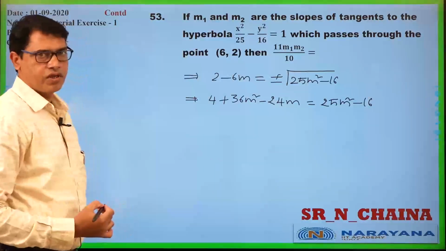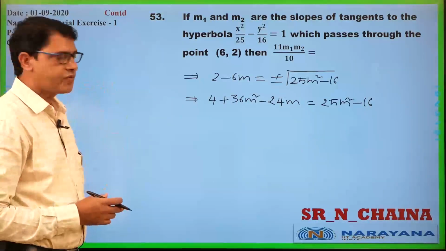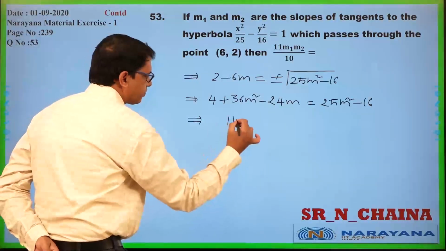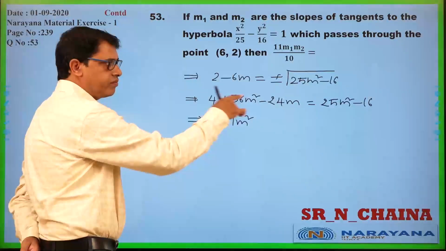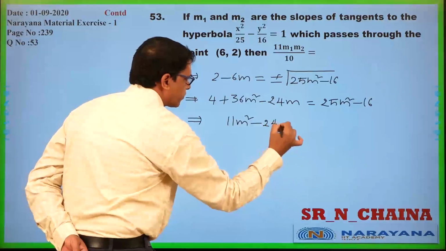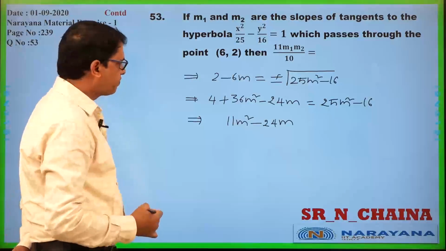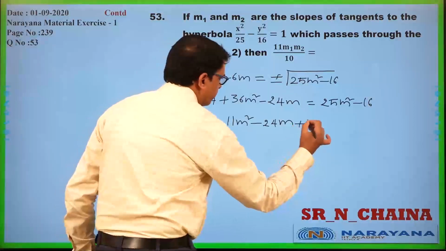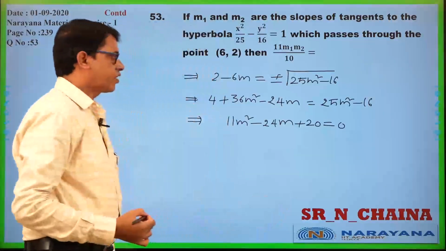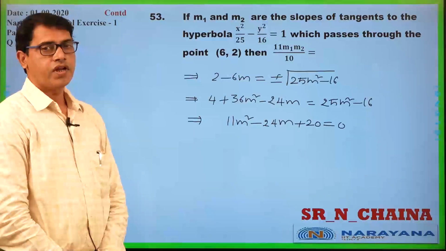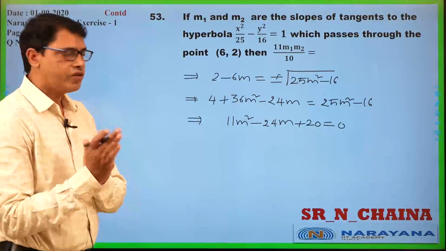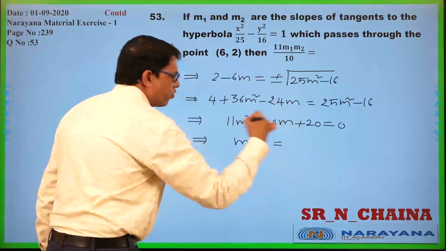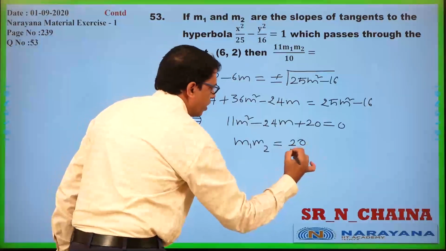Now rearrange the terms so that we can get the quadratic in m. So 36m square minus 25m square, that implies 11m square. Now m term minus 24m, now constant minus 16, so bring to the left side. So 4 plus 16, so plus 20 equals 0. So this is the quadratic in m. Now what is the required value? We need m1 into m2 value, that implies the product of the slopes. m1 m2 equal to c by a, 20 by 11.